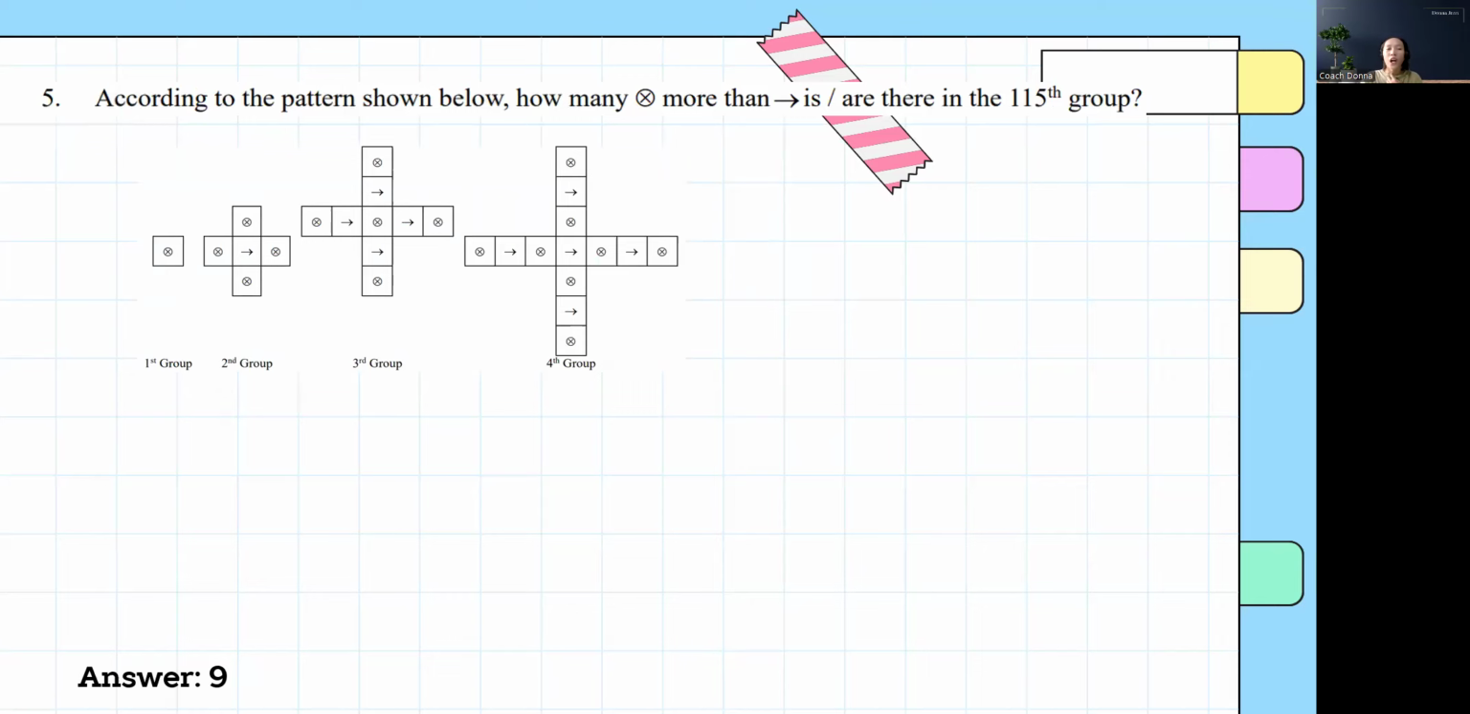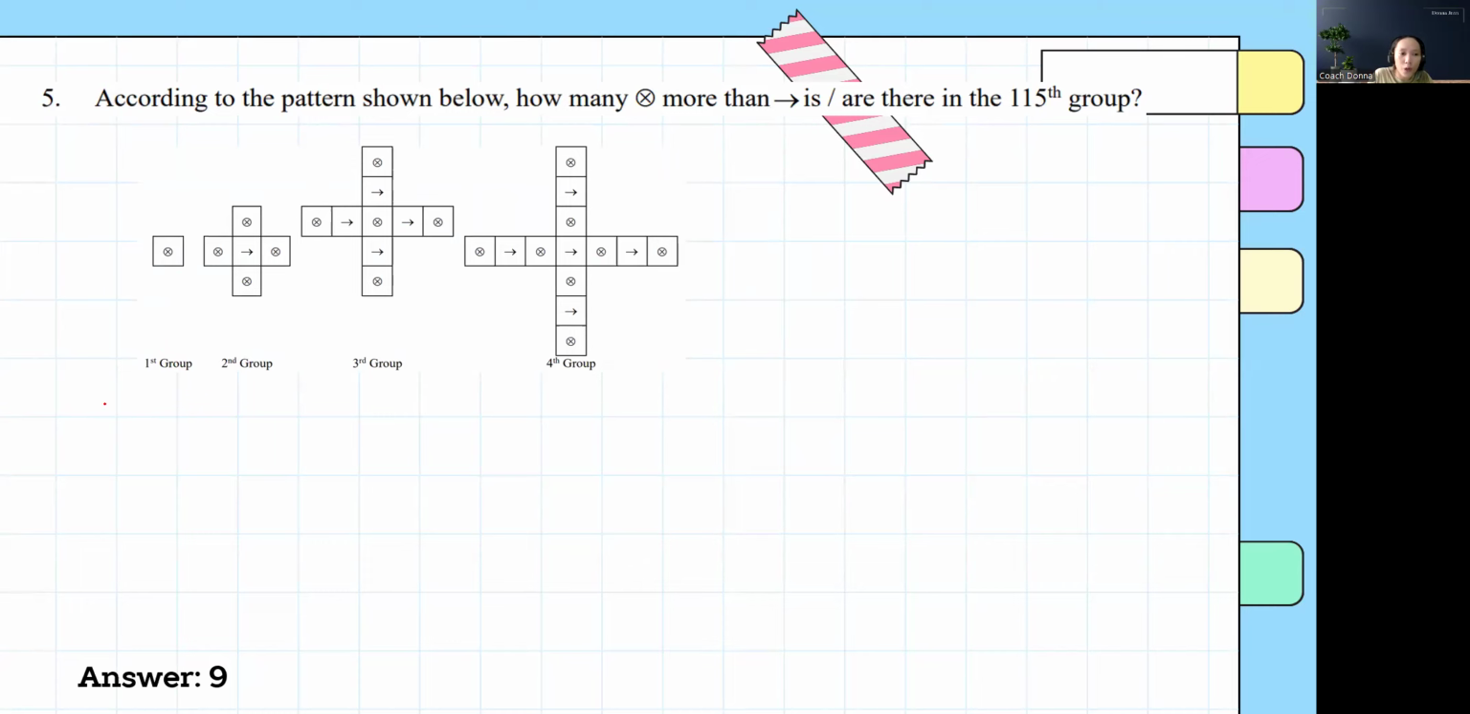Number 5, according to the pattern shown below, how many, let's call it crosses, more than arrows is or are there in the 115th group? All right, questions like this need a pattern. So let's identify that pattern. We have here the first group. Let's identify how many crosses more than arrows we have.